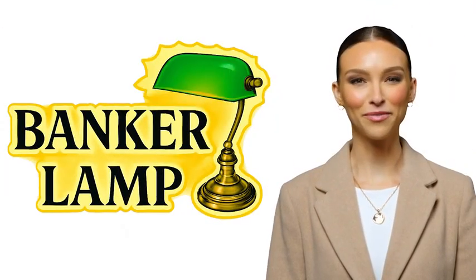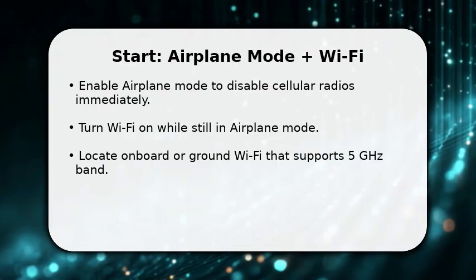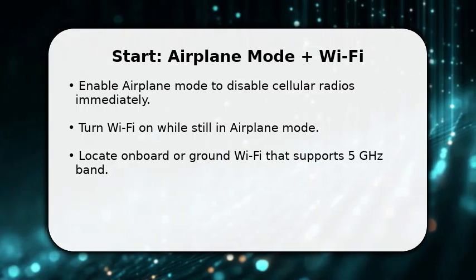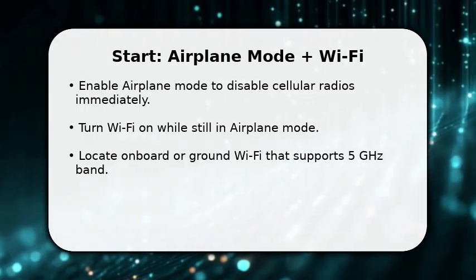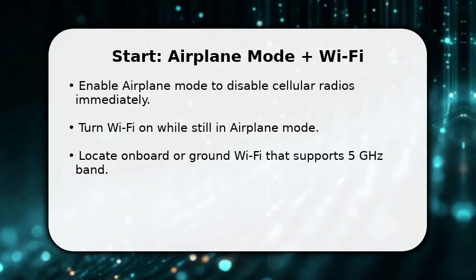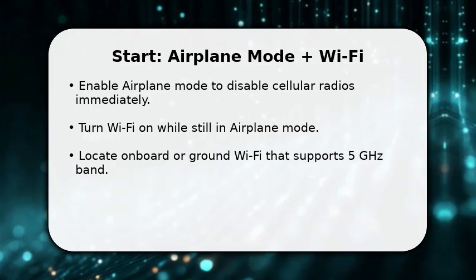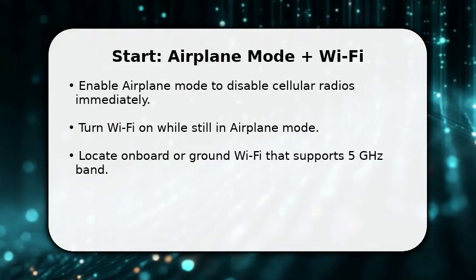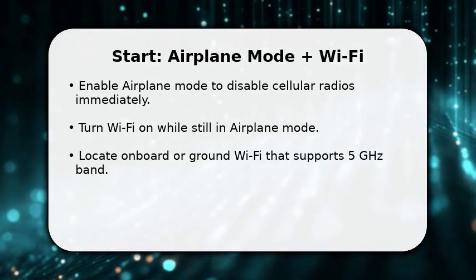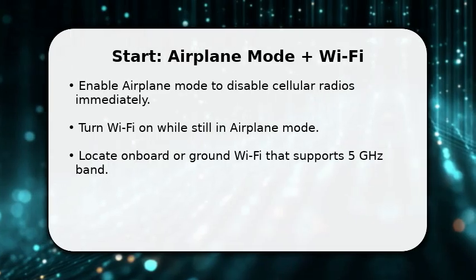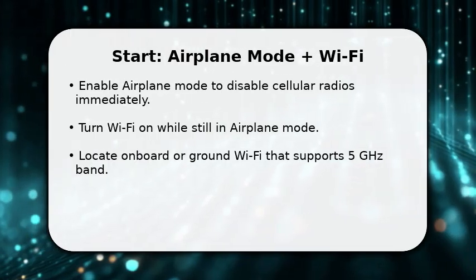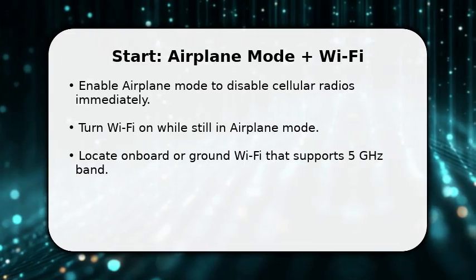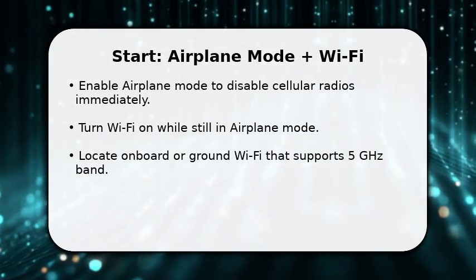Please enjoy the video. You begin by switching on airplane mode to cut cellular transmissions right away. This is required on most flights. Once done, re-enable Wi-Fi from the same settings screen so the radio for wireless networks is active. Make sure you choose the plane's network or a trusted hotspot. You do this because airplane mode stops cellular but allows Wi-Fi selectively.